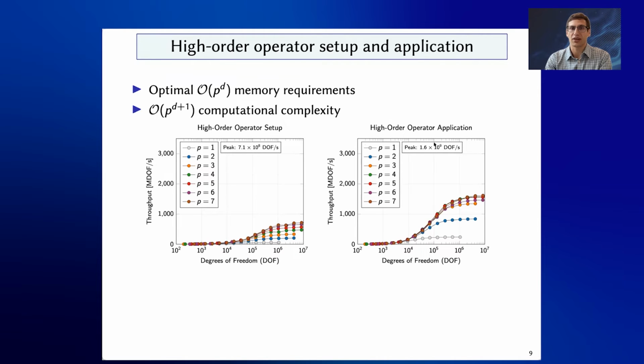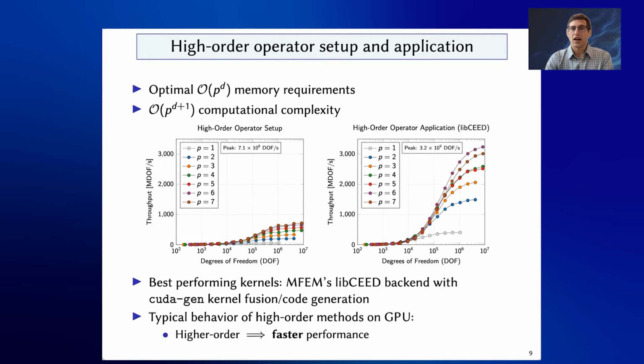Then every stage iteration, you have the higher order operator evaluation. This is computing the action of the operator. And here, the peak is about 1.6 billion degrees of freedom per second. This is using MFEM's native backend. But if we connect with libCEED and use the CUDA-gen code generation and kernel fusion, then we can get up to 3.2 billion degrees of freedom per second being processed in these operator evaluation kernels.